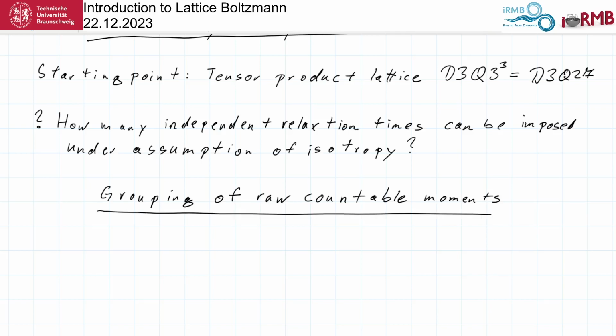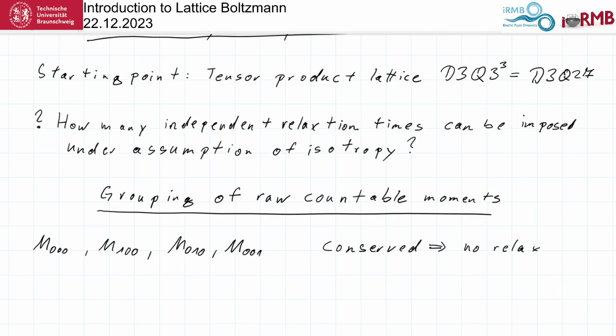So what moments do we have on our tensor product lattice? We have M000, M100, M010, and M001. They are conserved. Because they are conserved, there is no relaxation of them. So here there are no free parameters.